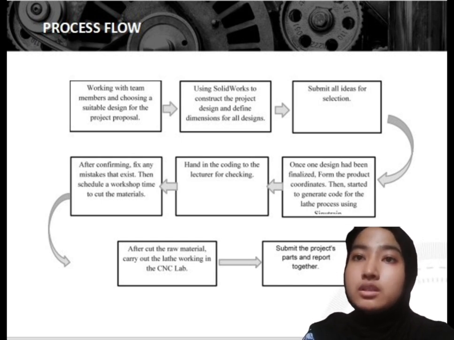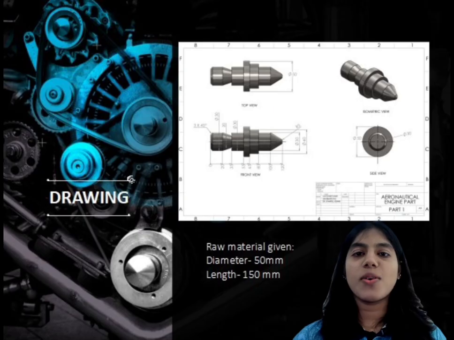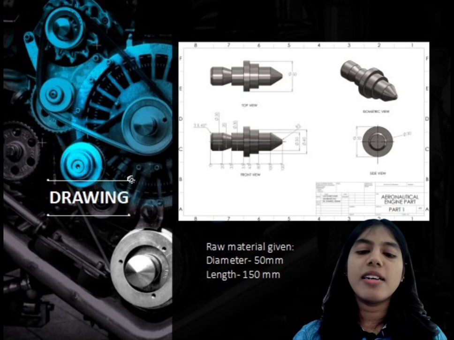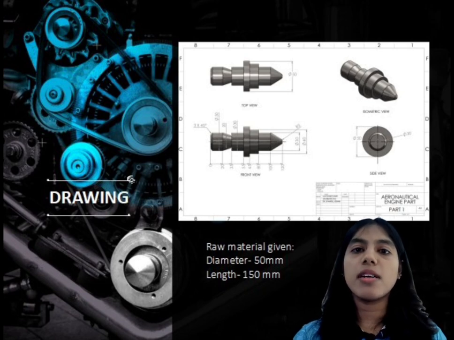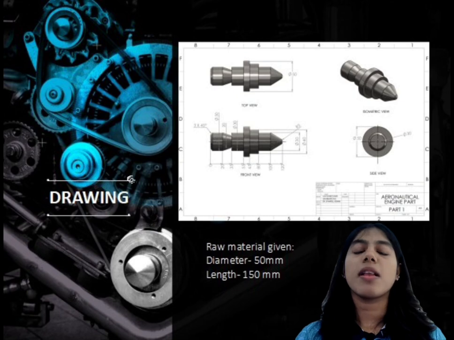After cutting the raw material, carry out the lathe working in the CNC lab, and lastly, submit the project, parts and report together. So at the beginning of this project, we were given the raw material, which is a diameter of 50 mm and a length of 150 mm.